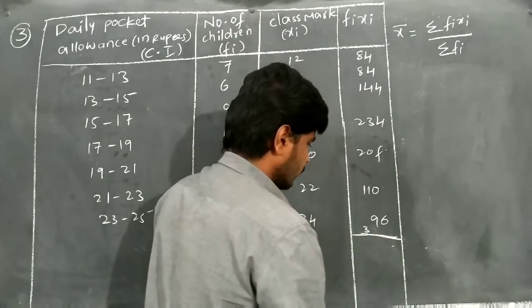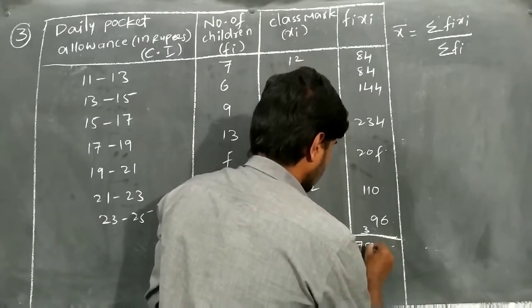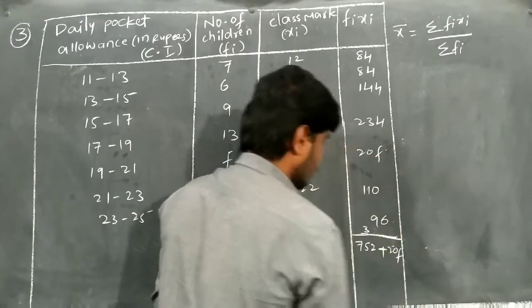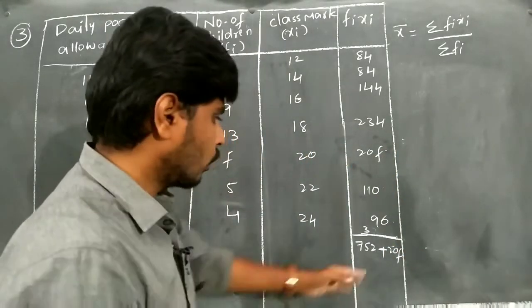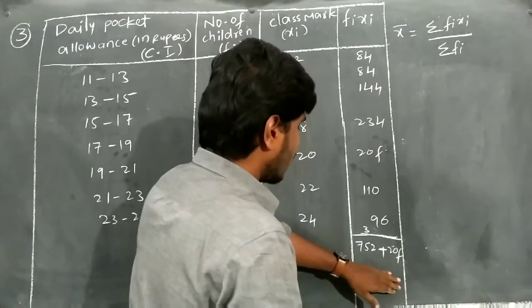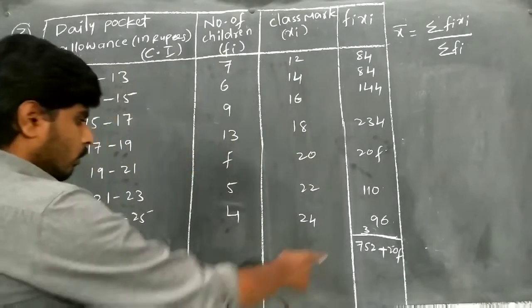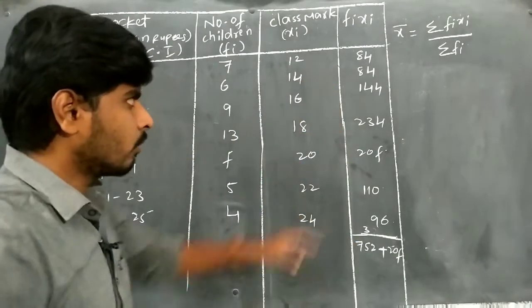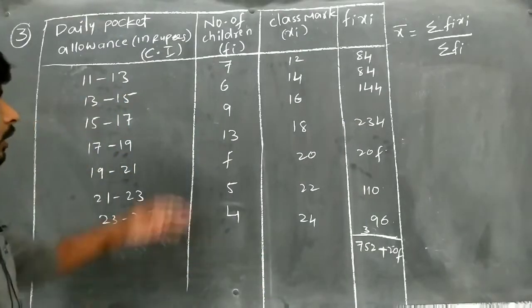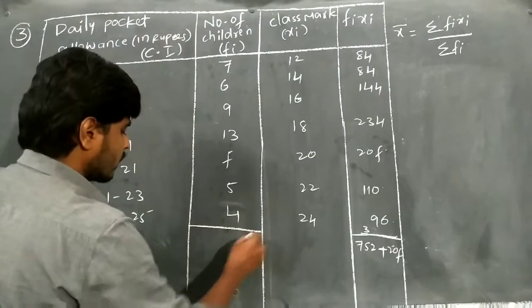So it becomes 752 plus 20f, which remains as it is. 752 plus 20f is the sigma fi xi, the sum of all these. Now we have to add the frequencies also.